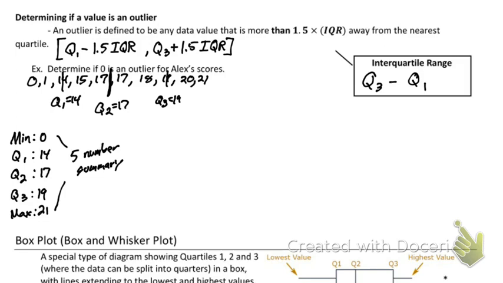All right. It says that I need to have an IQR in order to even start talking about my outliers. So let's first do our IQR. Our IQR in this case is going to equal quartile 3 minus quartile 1, which would be 19 minus my quartile 1, which is 14. So my interquartile range is going to be 5.